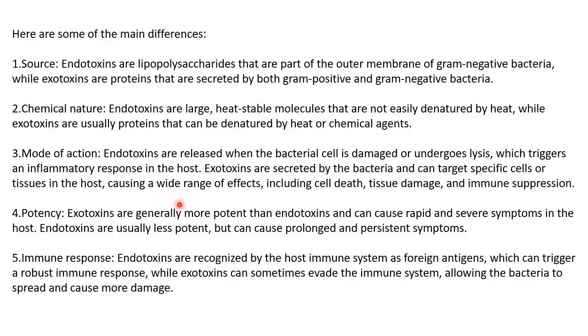Now, if you have a good 5-mark question where you need to describe the difference properly, you can have that diagram which I showed you while explaining the second slide. You can have that diagram and you can write these points. Here are some main differences. First is the source. Endotoxins are lipopolysaccharides that are part of the outer membrane of gram-negative bacteria, while exotoxins are proteins that are secreted by both gram-positive and gram-negative bacteria.